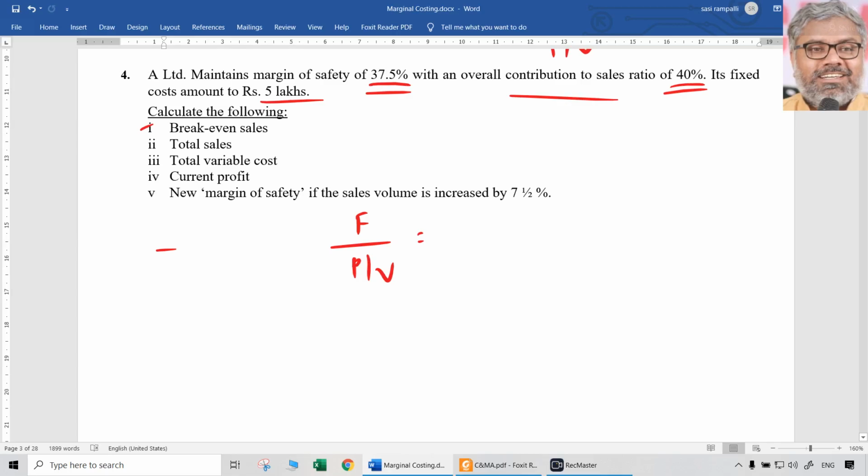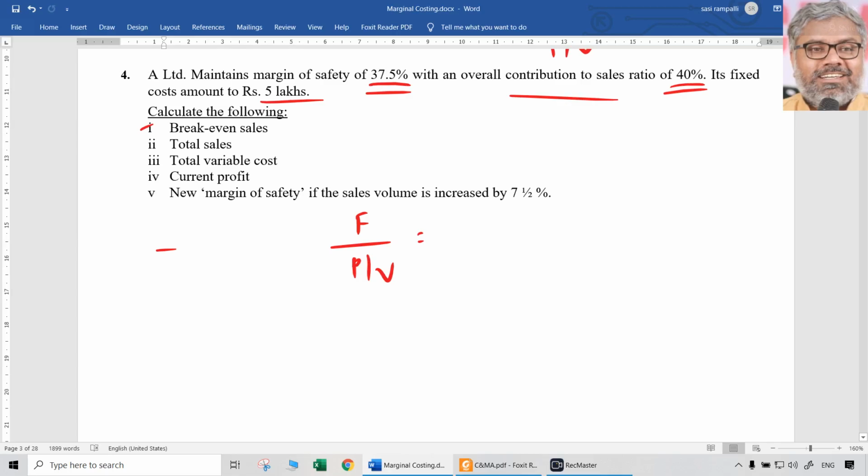What is break-even sales? Formula, fixed cost. Write the full forms. PV ratio, you can say P dash V. You don't have to write profit volume ratio, but still PV ratio, P dash V is okay. But fixed cost, you have to write the full form. Fixed cost divided by PV ratio. That is the break-even sales formula.